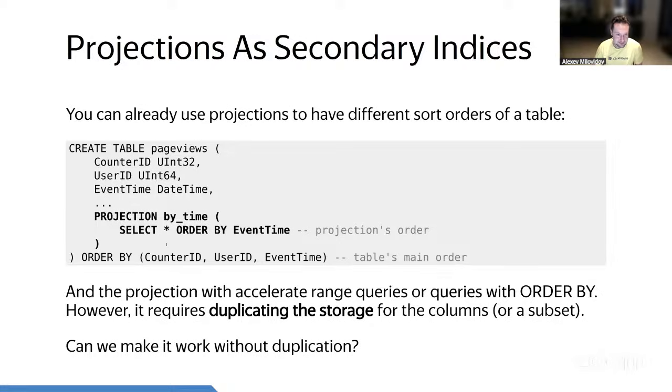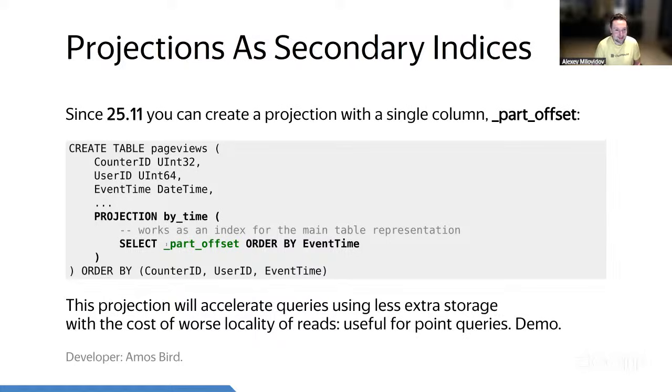Actually, it's okay. The question is, can we make it even better? We can. In ClickHouse 25.11, there is a feature where you can create a projection with just a single column. Instead of select star or select your subset of columns, you just select a single virtual column, _part_offset. Select _part_offset, order by your desired order. And this projection will materialize offsets in the storage, and then it will use these offsets to look up the records in the main table.